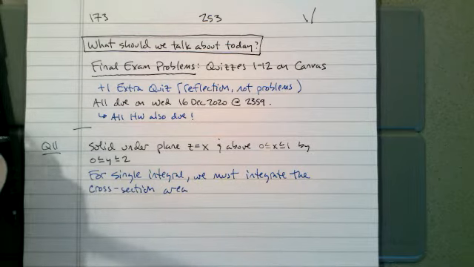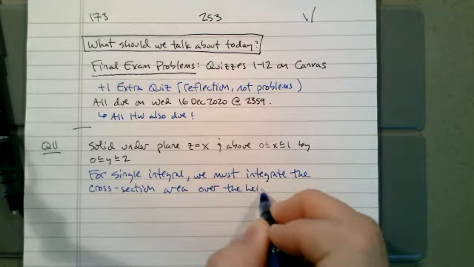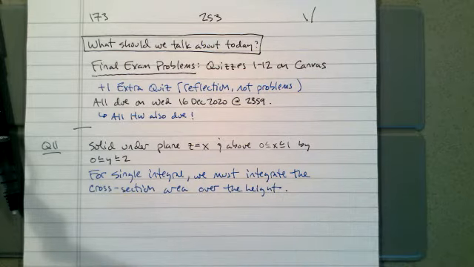we're going to integrate the cross-section's area over the height. So for a double integral, we integrated the height over a region. And for the triple integral, we just integrated 1 over the solid. But for a single integral, we only get to integrate on one variable. So we have to look at the cross-sectional area and multiply that by the height, which is going to be integrating that over the height. Let's draw a picture of what this looks like and see what our options are.